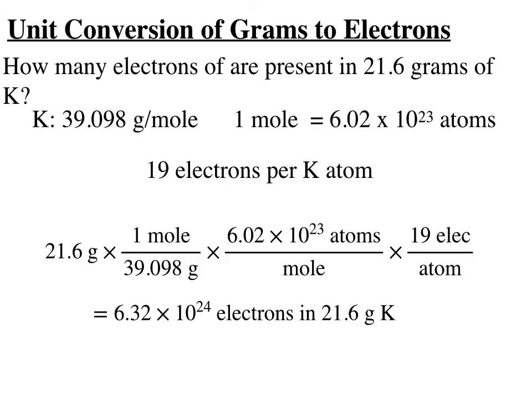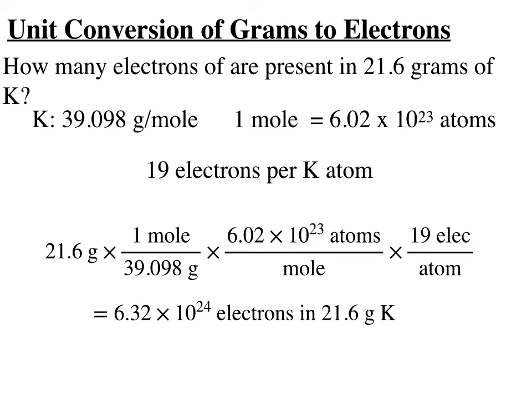Look at the example of converting the grams of a particular material that I have present to how many electrons that mass of material contains. So I happen to begin with 21.6 grams of potassium. I know the following things are going to be needed to be done.